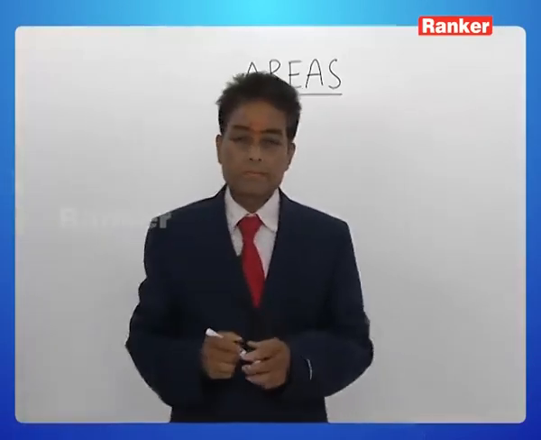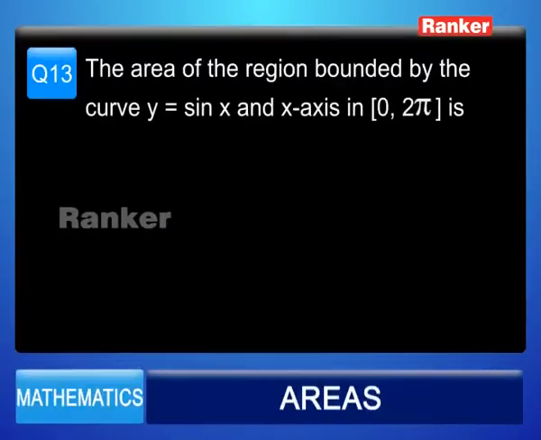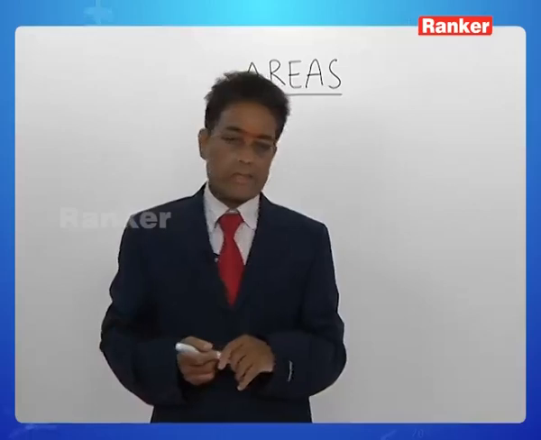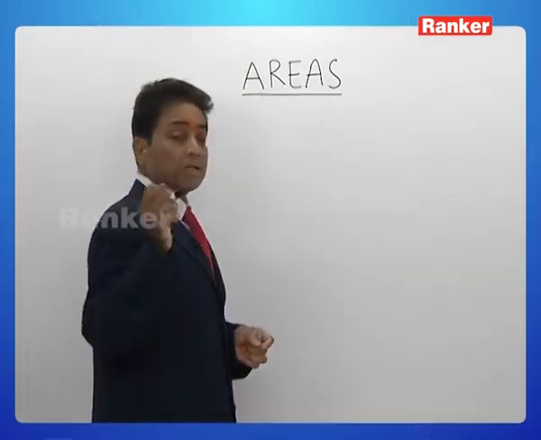Question number 13. The area of the region bounded by the curve y is equal to sin x, the x axis and 0 to 2 pi. So from 0 up to 2 pi. Four options are given. A is 4 square units, B is 3 square units, C is 2 units and D is 1 square unit. Let us see what is the right answer. Question number 13.